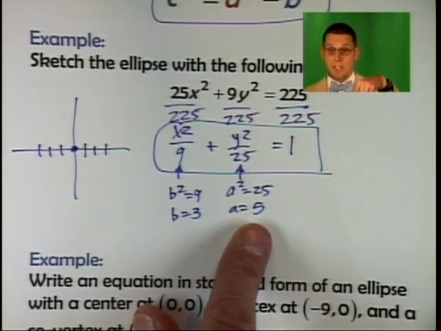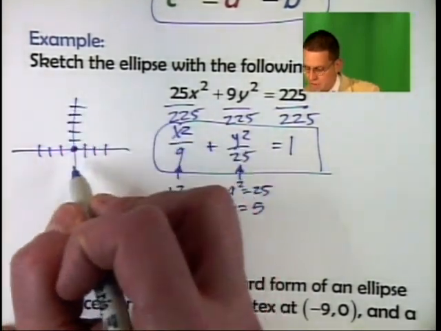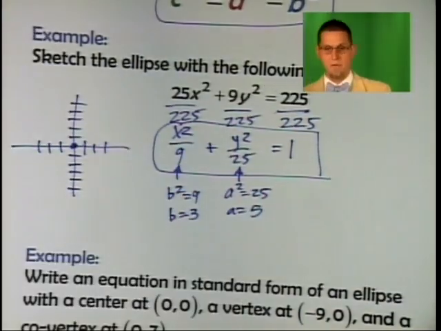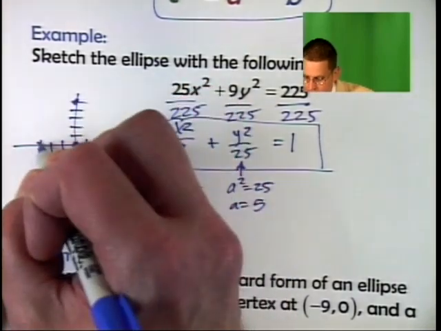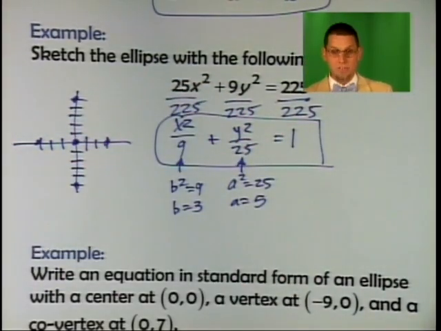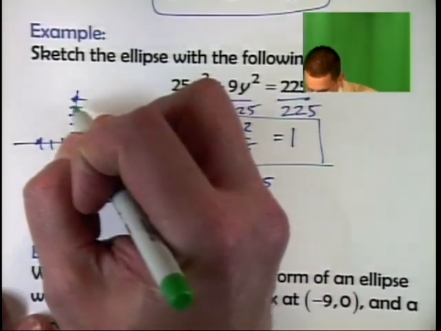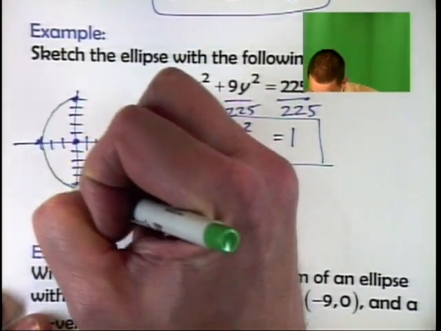So it's under the y, so that's up and down. From the center, we'll go up 1, 2, 3, 4, 5, and down 1, 2, 3, 4, 5. If I put a point on each of those, I have 4 points that I can connect. All we have to do to finish our ellipse then is connect them with not a square, not a rectangle, but with a nice smooth curve. Okay, so it's going to look like this.